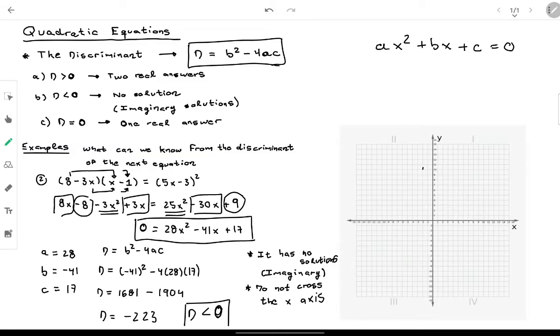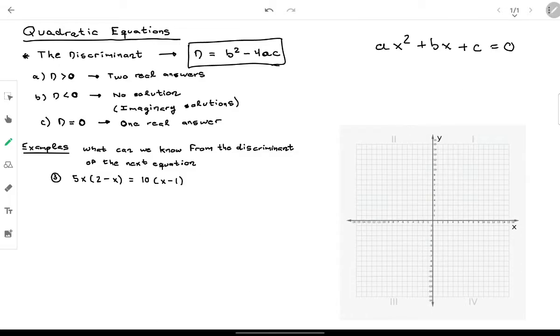And of course, maybe we can know, because the value of C is 17, that at the specific point of 17 is where the parabola will cross. So maybe it will be something like this. I don't know. The important part is that it does not cross the x-axis because it has no solutions for x, or the solutions for x are imaginary numbers. So let's see another example.